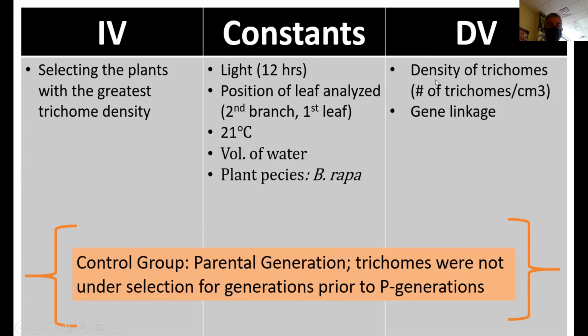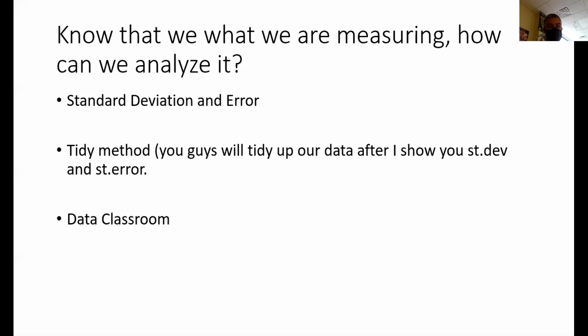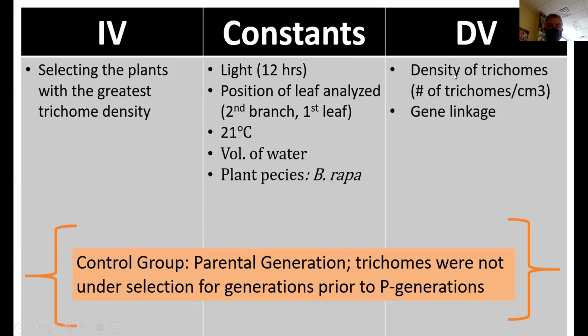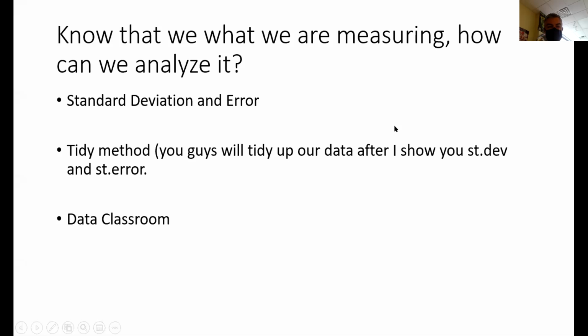What we're going to do today is analyze this against the control, and I'll show you how we're going to do that. But before we do that, I got something we need to think about. Now that we know what we're measuring, the density of trichomes and gene linkage, how can we analyze it?